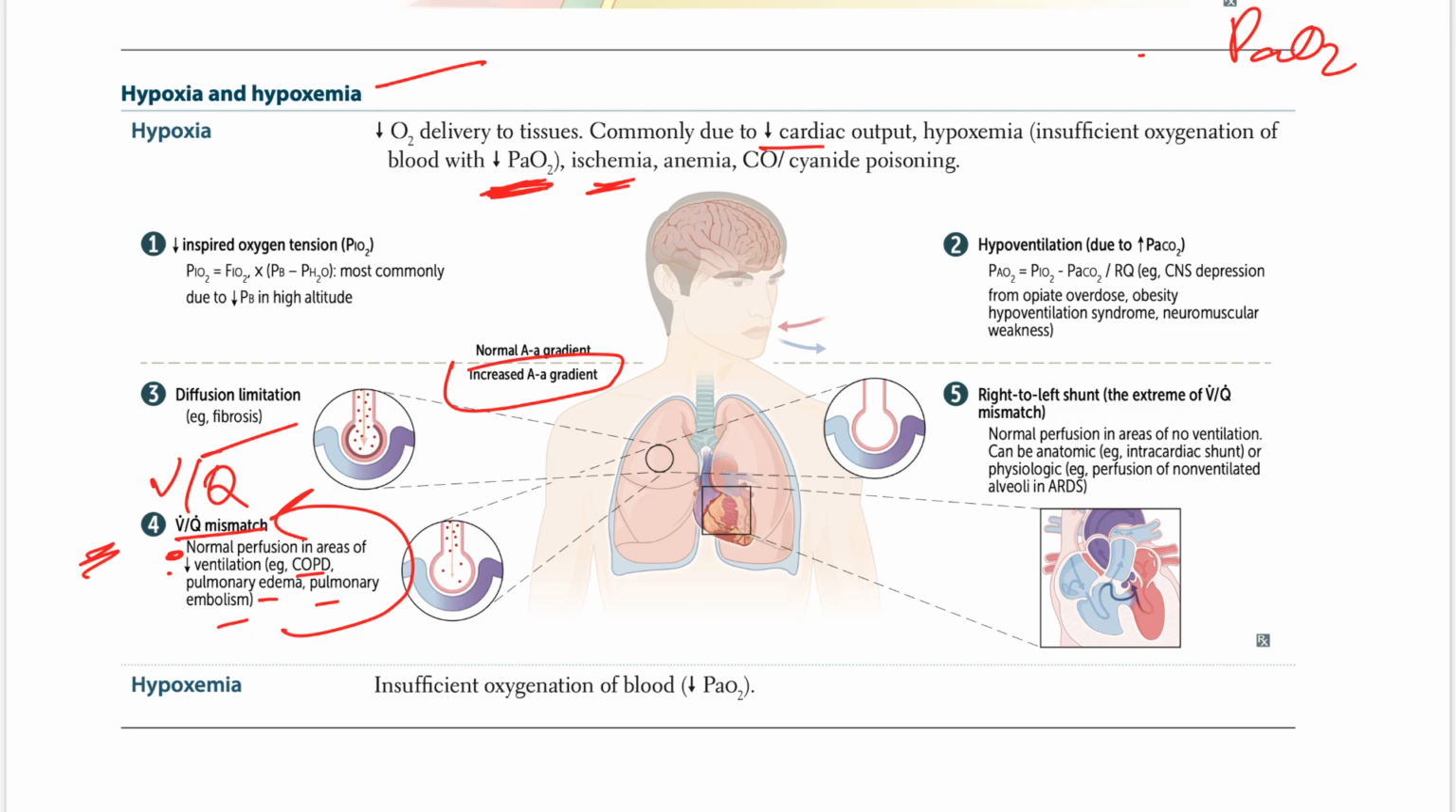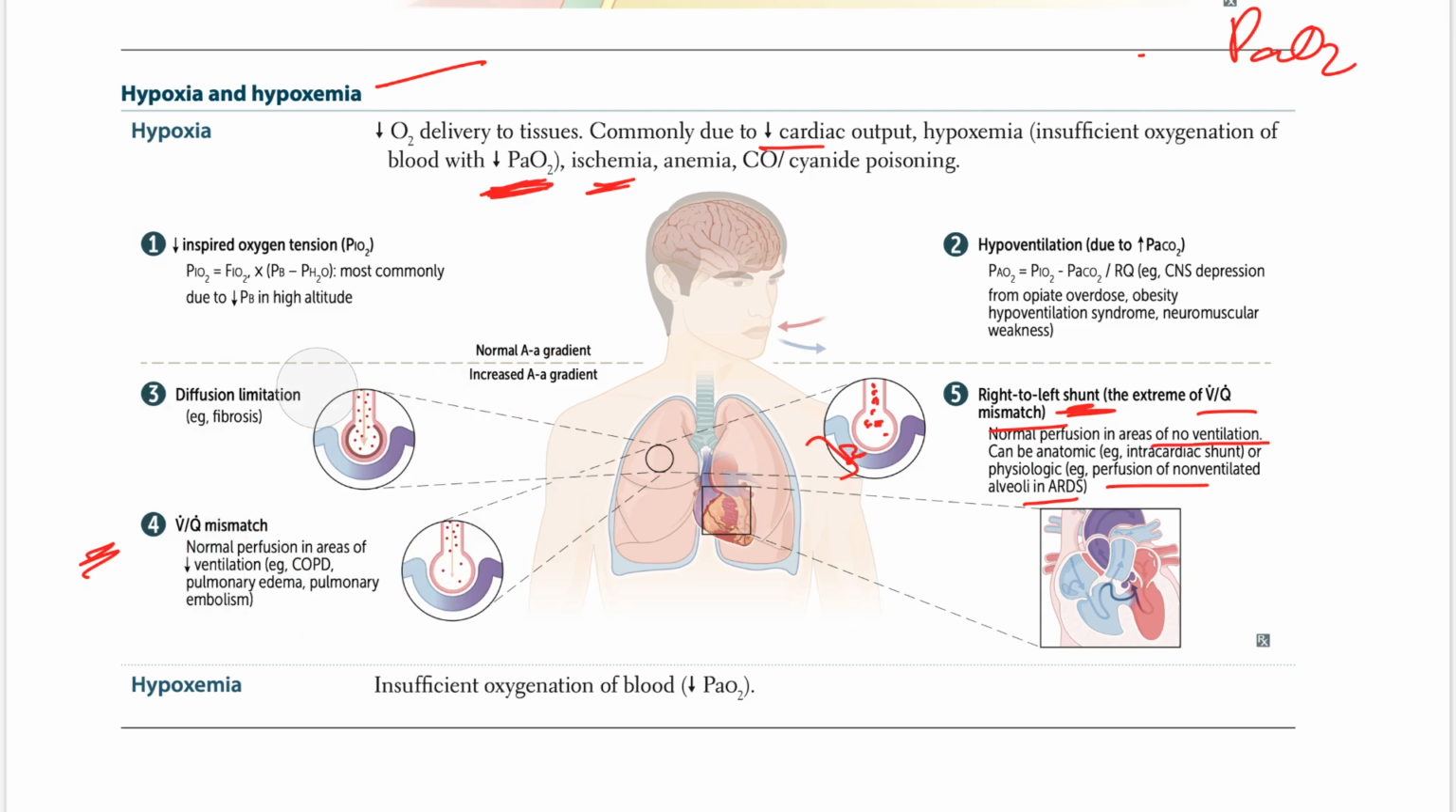And the fifth thing is about right to left shunt, the extreme of VQ mismatch. So normal perfusion in the areas of no ventilation can be anatomical, for example, intracardiac shunt, or physiological, for example, perfusion of non-ventilated alveoli in ARDS. And you can see that over there, there is no air here. And that's a shunt, the blood is coming, but there is no air, there is shunting, right? And here was just the fibrosis right here. And here the air isn't coming much, so that would go down. So this is all about hypoxia.